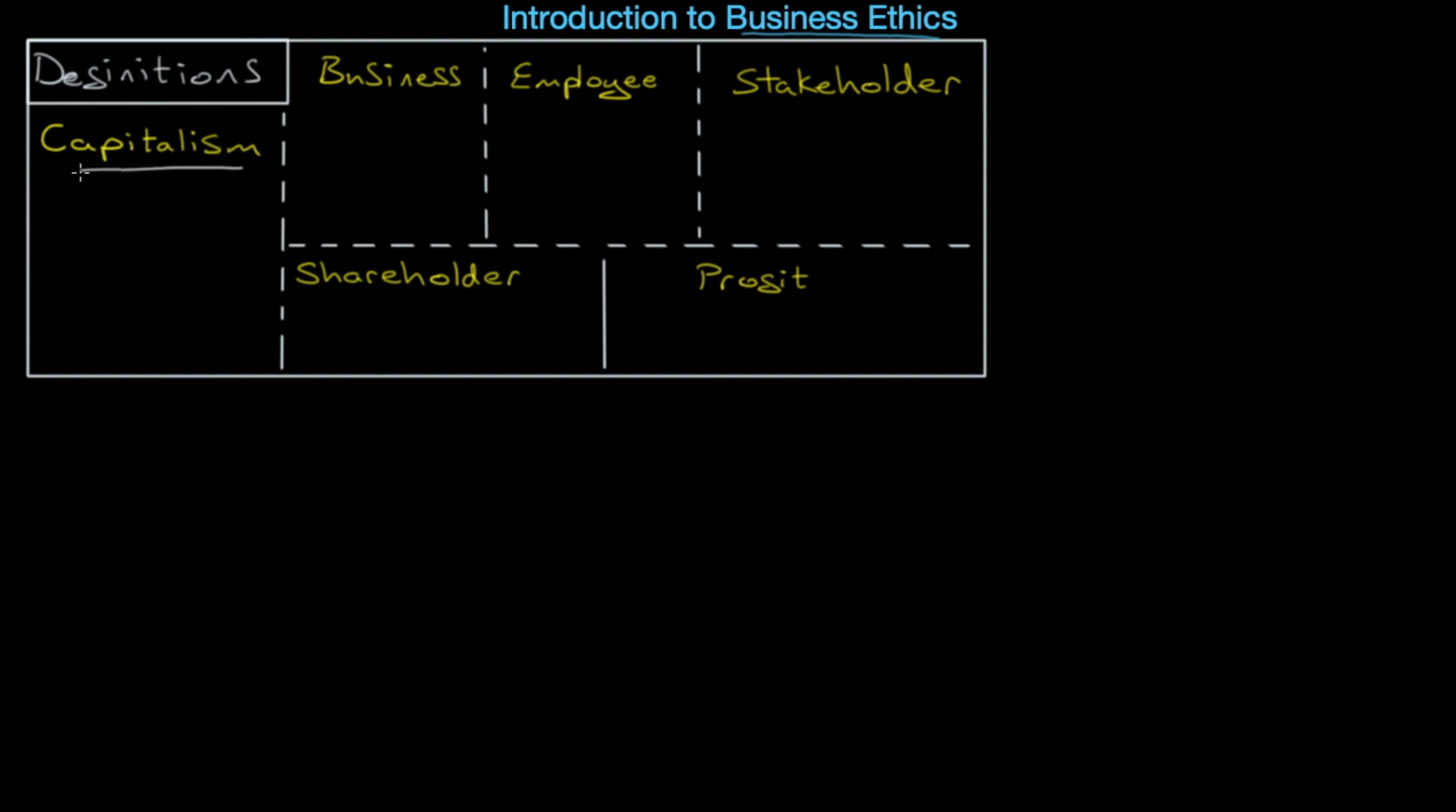Now, capitalism, just to define that at the beginning, capitalism is the idea that a business is owned and produces profit for the owner. Now, of course, in order to fully understand that, we're going to need to define profit, we're going to need to define owner, and we're going to need to define business. And as you can see, we're going to do that over here. Owner is shareholder in this case. But let's do that as we go through.